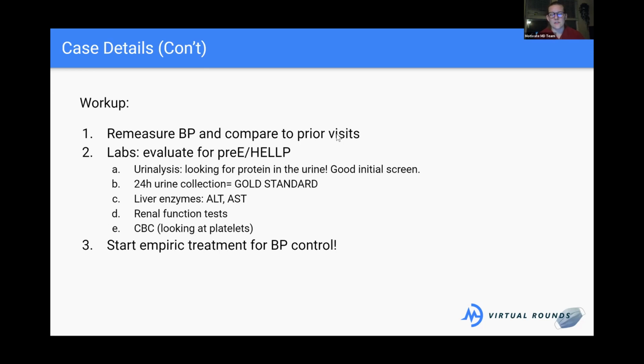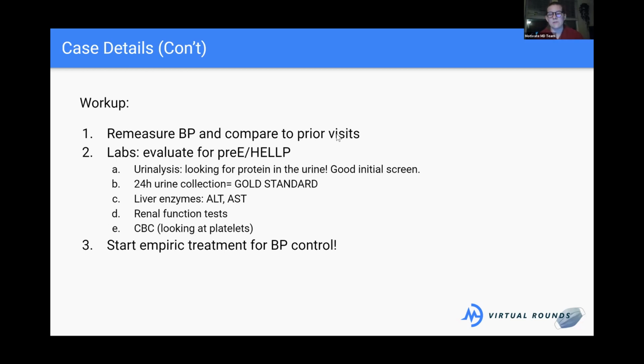And also to compare it to her prior visits, because if she had a jump in blood pressure from normal to 150 systolic over a couple of weeks, then that's more likely to be this sort of pathologic process versus something that would onset gradually.